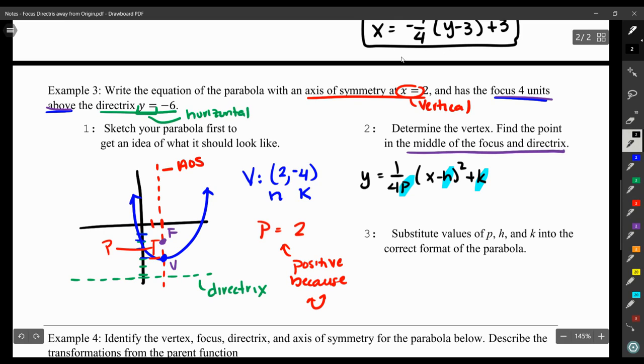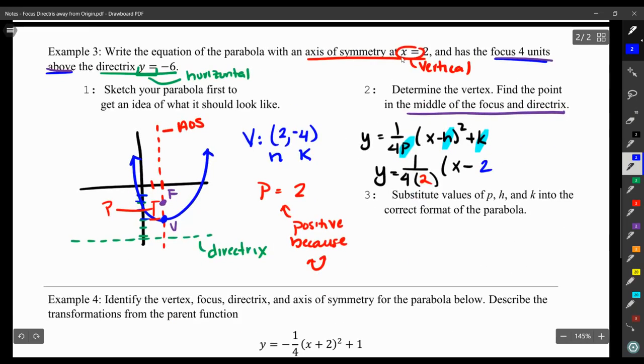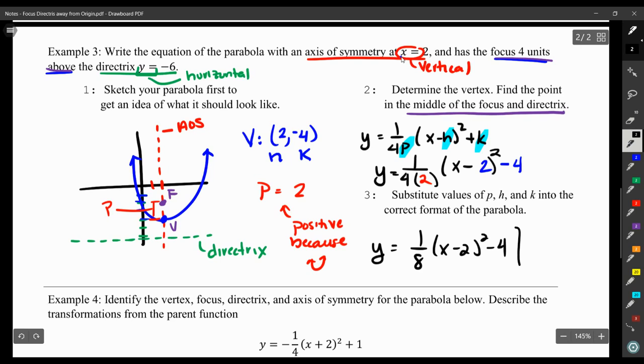So when we plug in all of our numbers, we have y equals 1 over 4 times the p value of 2 times x minus h, which is a 2, plus k, which is a -4. And so your final answer for your equation is 1 over 8 times x minus 2 squared minus 4.